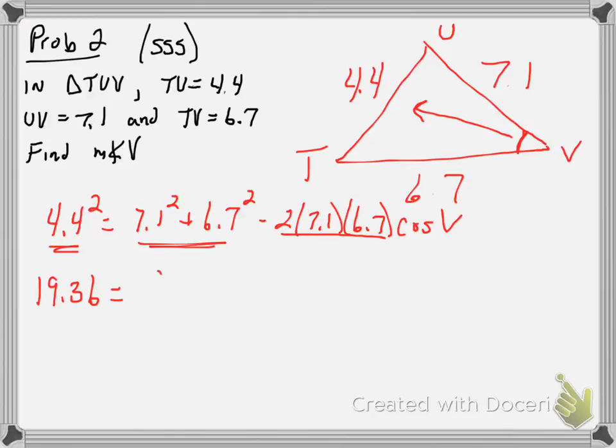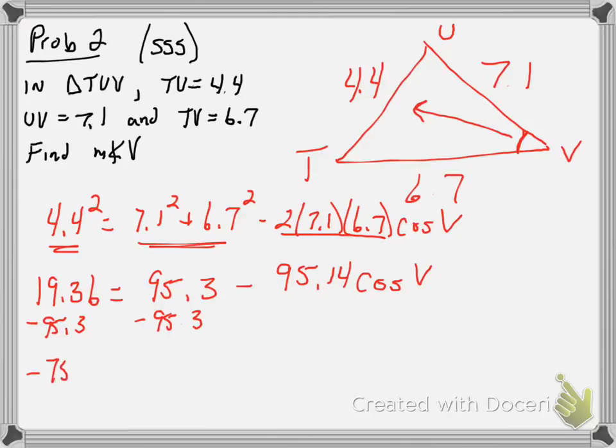It's going to give me 95.3 minus, and then punch in 2 times 7.1 times 6.7. That's going to give me 95.14 times the cosine of V. Remember, you're solving for V, so the cosine of V is your variable. So we've got to solve for that thing. So now how do I do that? Well, let's subtract the 95.3 first. So I get 19.36 minus 95.3. That gives me negative 75.94.